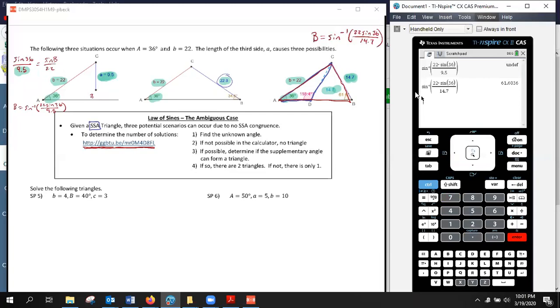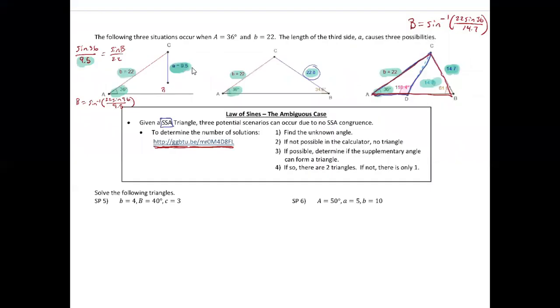We get that 61.6 degree angle that you see there. But notice that I also could have its supplement, 180 minus that 61.6 degrees. That supplement could also potentially form a triangle. So that's our ambiguous case. We don't know which one specifically is going to occur, but something that we want to look for.